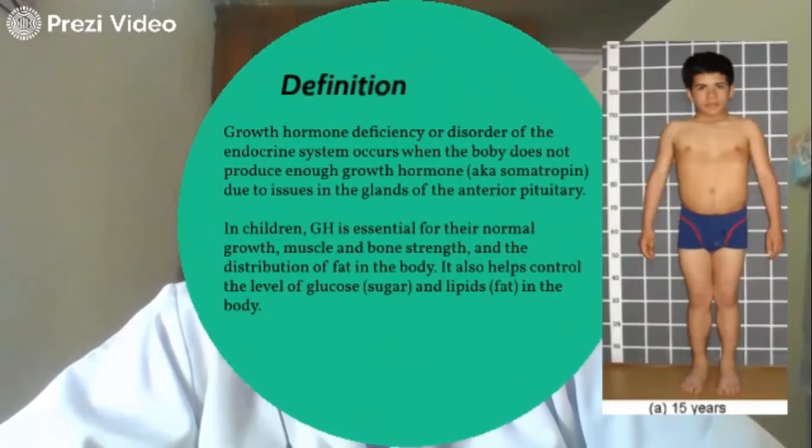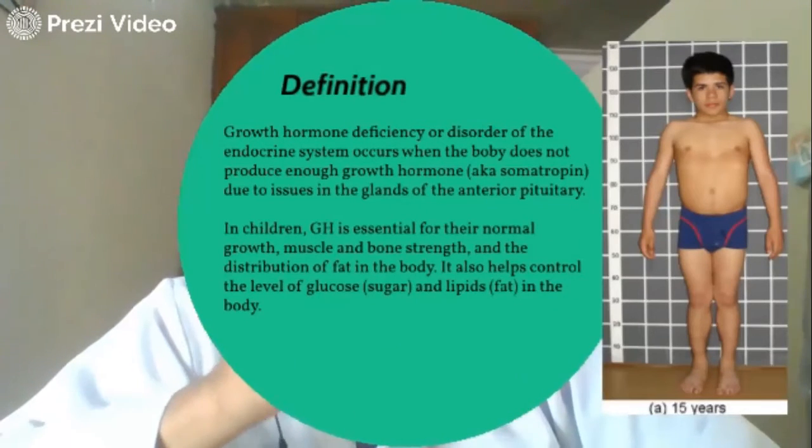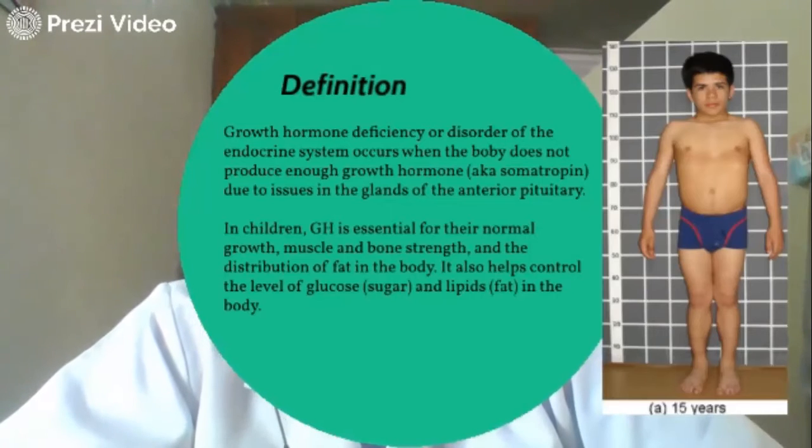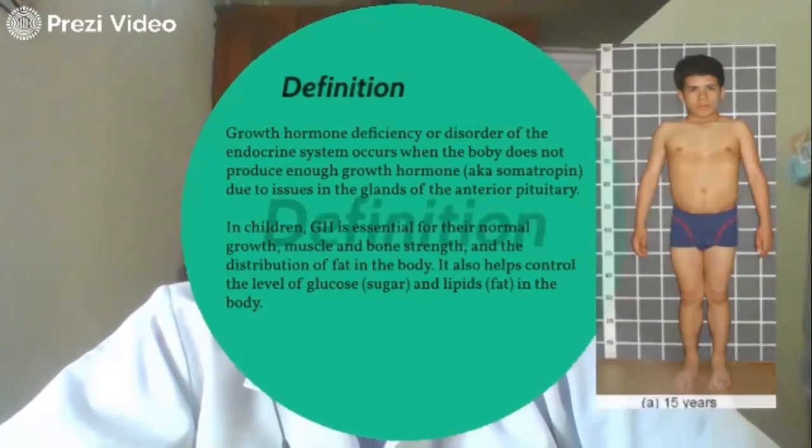In children, growth hormone is essential for their normal growth, muscle and bone strength, and the distribution of the fat in the body. It also helps control the level of glucose and lipids in the body.